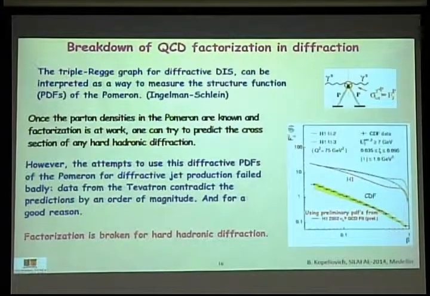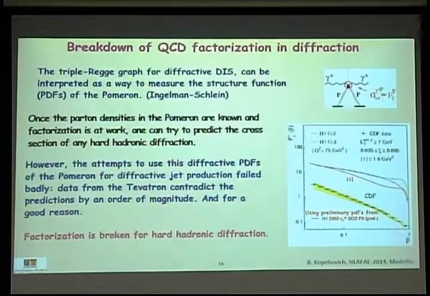And this has been done using the H1 analysis for the Pomeron structure function, and this prediction for large pT dijet production, diffractive dijet production, and this is what was measured by the CDF experiment, and you see an order of magnitude difference. So this was disappointing. Nevertheless, it was pretty quickly understood how to explain it.